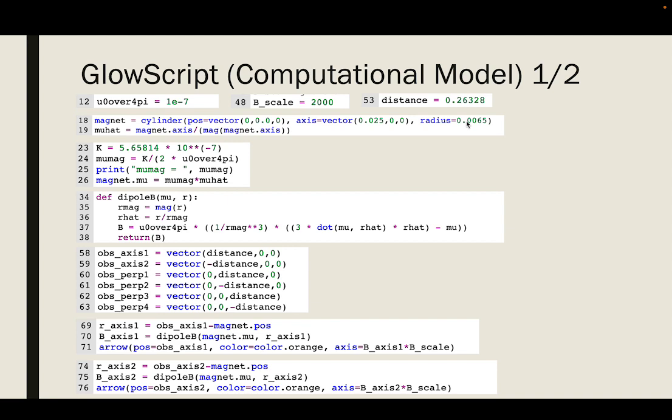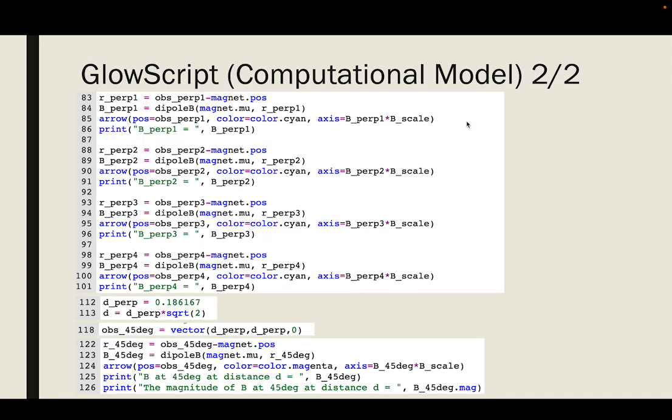The next 3 blocks simply define magnetic field errors in each of the 6 locations. The last 2 blocks on this slide are for on-axis locations, and then this one big block shows the same process but for perpendicular locations. On line 112, I added the perp value obtained from the experiment, and finally, on lines 122 through 126, I included the final steps of calculating and printing out the magnetic field at 45 degrees.